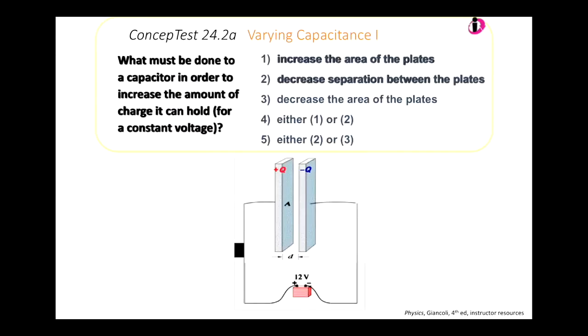So let's see. What must be done to this parallel plate capacitor to increase the amount of charge it can hold? Notice it says constant voltage, which means we're maintaining this connection to the battery at the bottom. So what are the physical things you can do to increase Q?